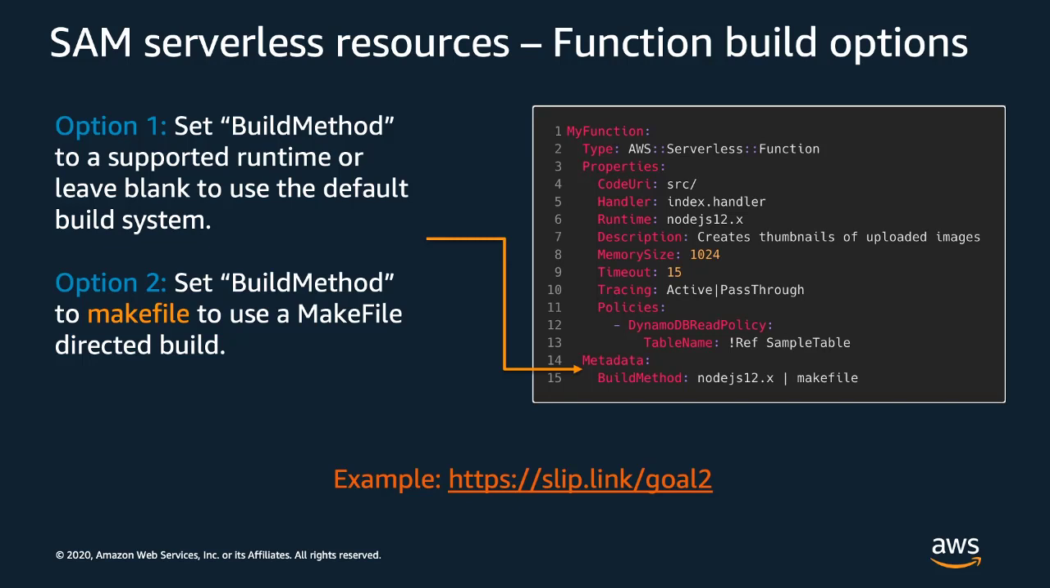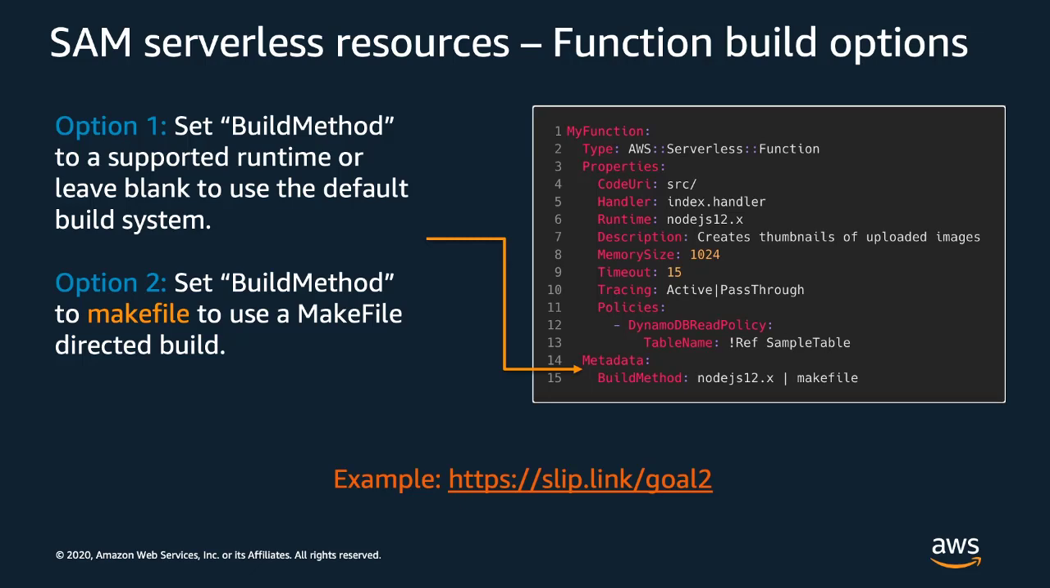However, if I want to do some custom work against this, I can use a Makefile to do this. So I can set a metadata and use a build method and set Makefile, and then what'll happen is SAM will look for, in the same place that the code is supposed to be, a Makefile, and it'll follow the instructions in that Makefile.